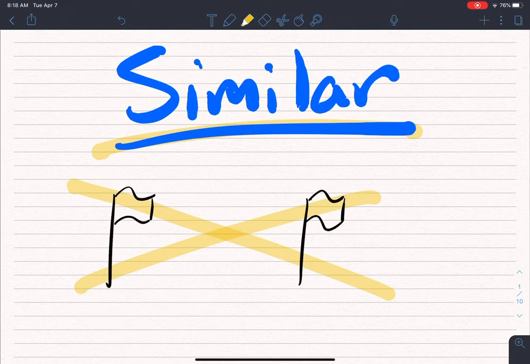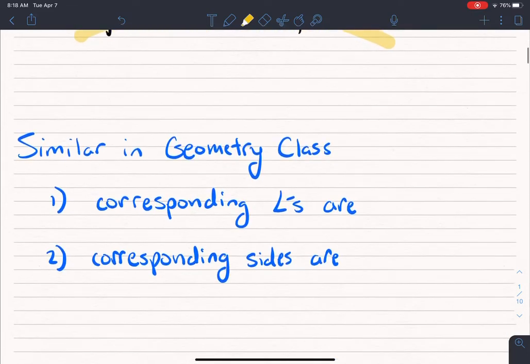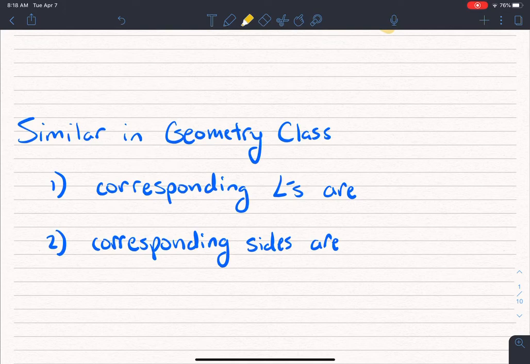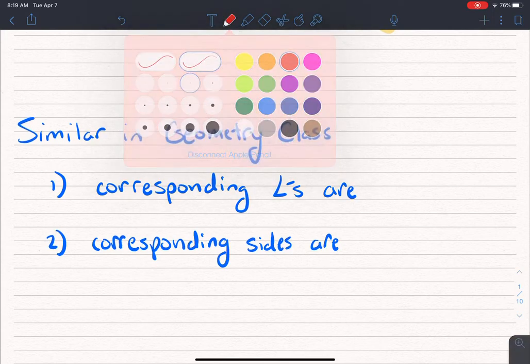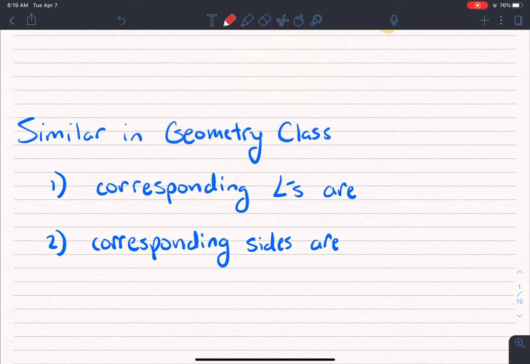See, similarity in geometry is completely different than similarity in the rest of the world. Similar in geometry class refers to two things. It refers to when you're talking about similar shapes, similar polygons. If you have similar polygons, the corresponding angles are congruent. Okay? The corresponding angles are congruent.